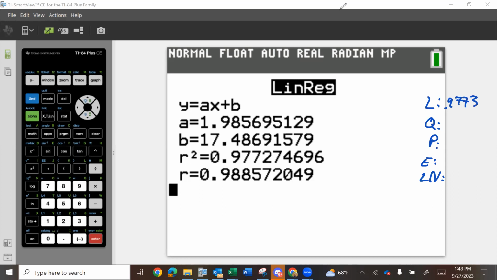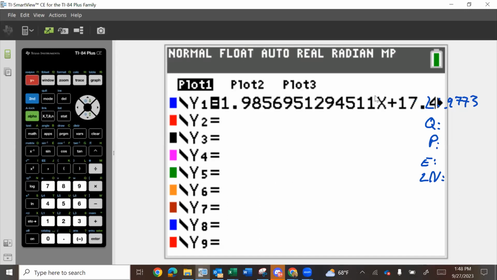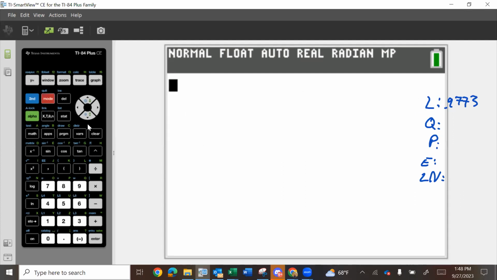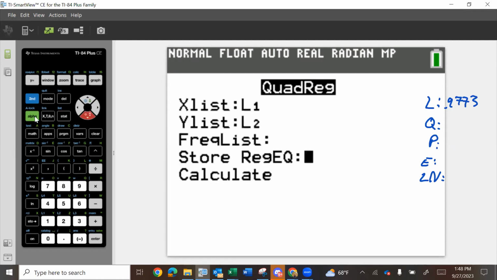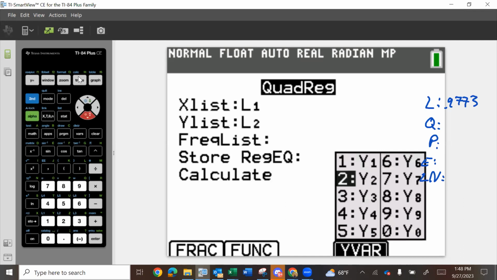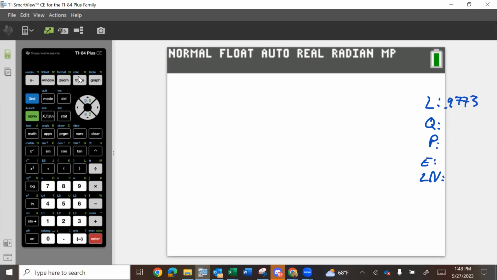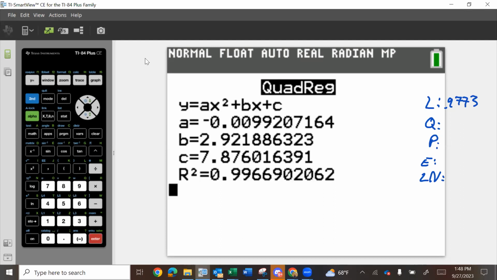Okay, but by doing that alpha trace trick, it pops up in y1. So there's the function, all typed in without rounding it off. So isn't that special? Yes, that's wonderful. Let's go do quadratic. And I'm going to store that in y2. So alpha trace, move the down arrow to get y2. And what have we got here? 0.9967. Ooh, okay. So not only did quadratic look better on the graph than linear, well, no surprise, it gives us a better R squared value.